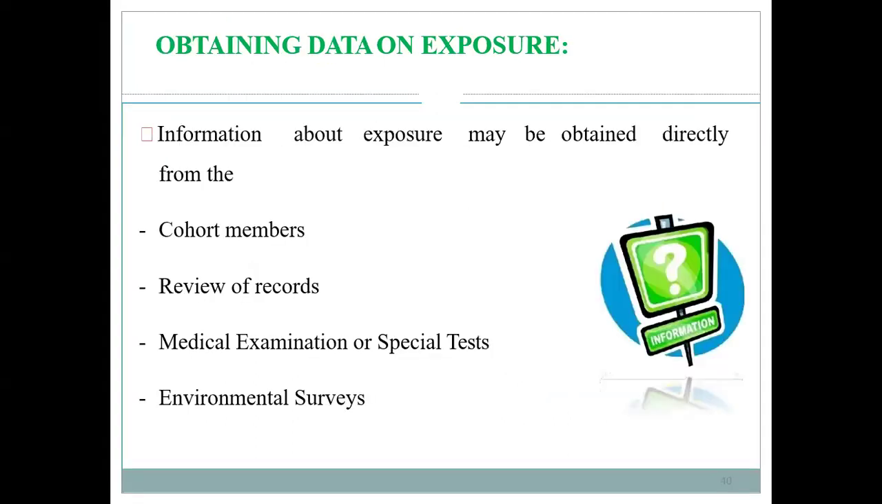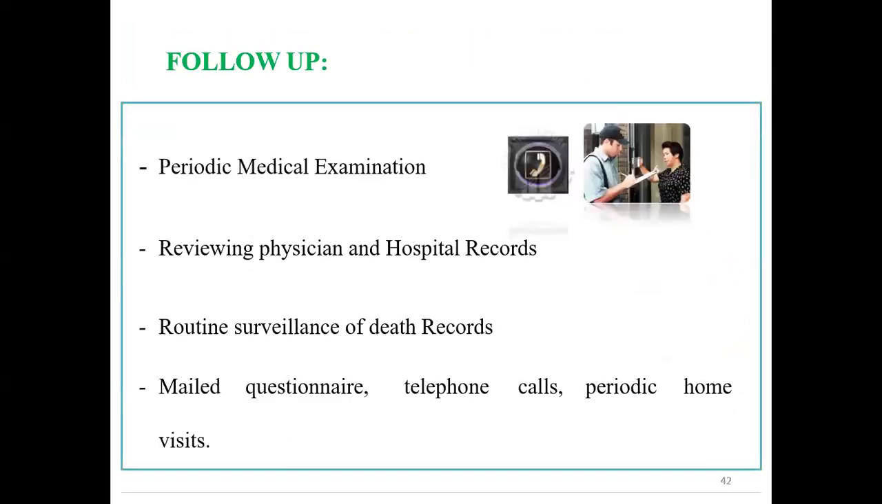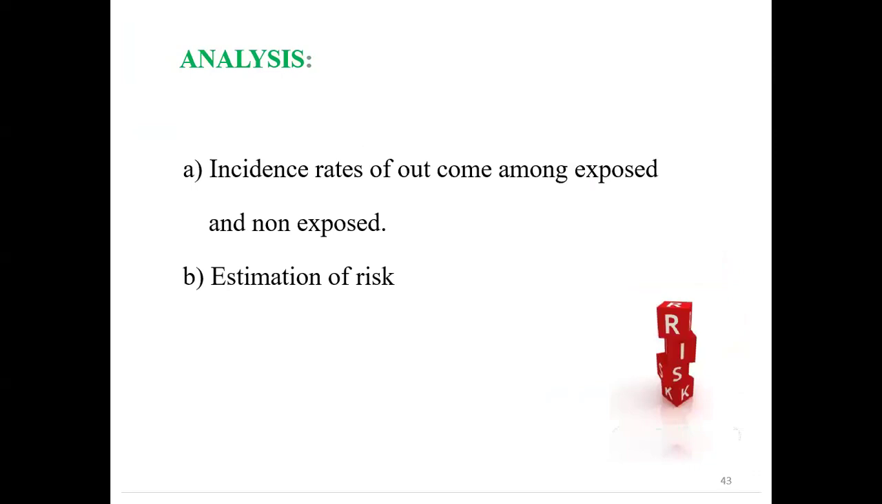Second is obtaining data on exposure, which can be obtained through the cohort members, review of records, medical examination, or environmental survey. Selection of the comparison group is done by internal comparison, external comparison, and comparison with the general population. Next step is follow-up, which includes periodic medical examination, reviewing physician and hospital records, routine surveillance, and mailed questionnaire, telephone calls, or the home visits. And last step is the analysis, which includes calculation of the incidence rate and estimation of the risk.